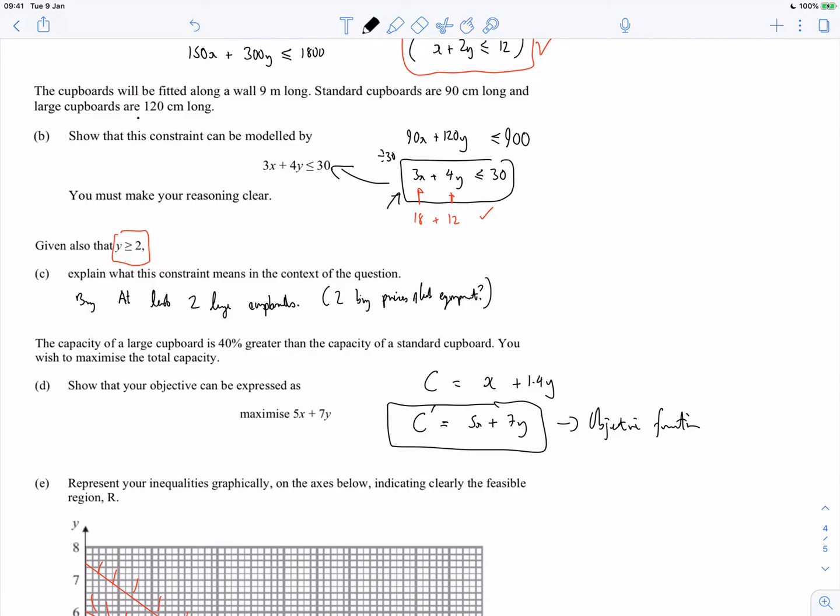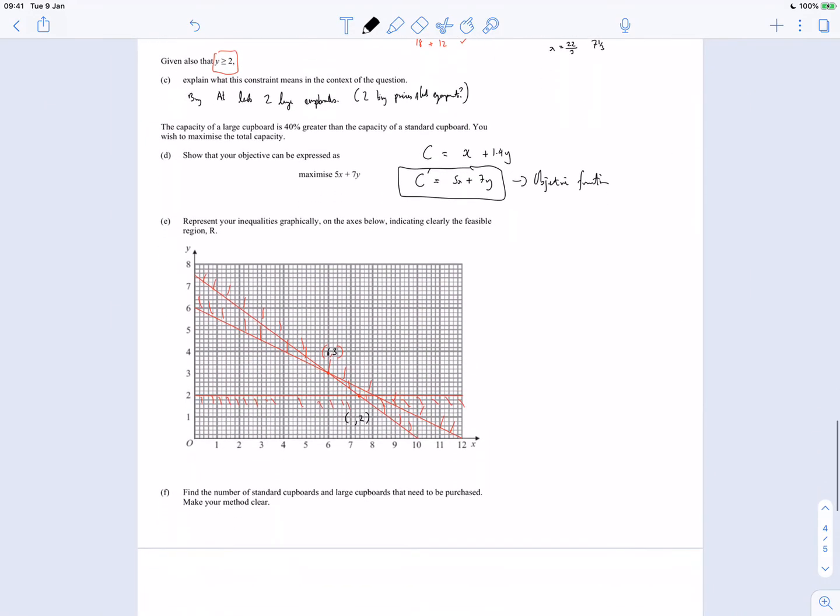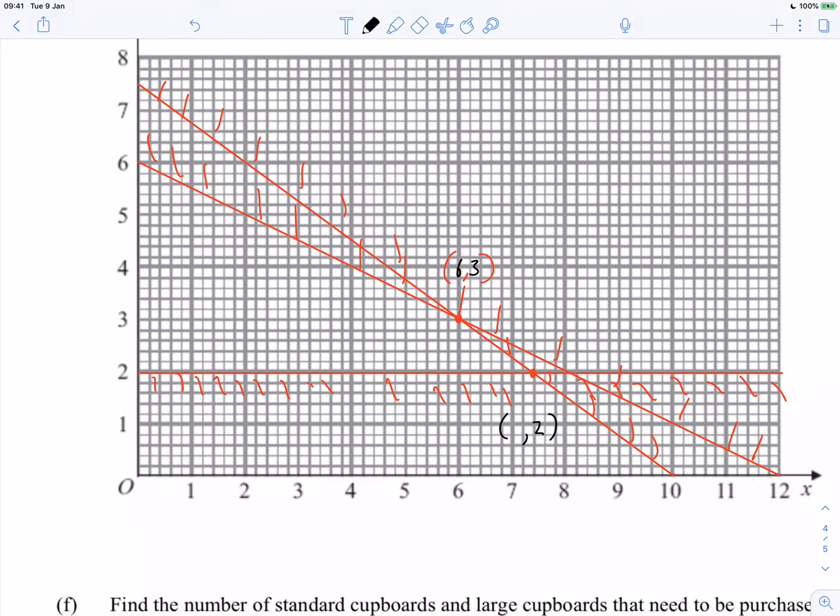So if y is 2, I've got 3x plus 4 lots of 2, which is 8, equals 30. So 3x equals 22, so x is 22 over 3. That's horrible. That's 7 1/3. That's definitely not an integer, I'm afraid. So I'll put that 22 over 3.